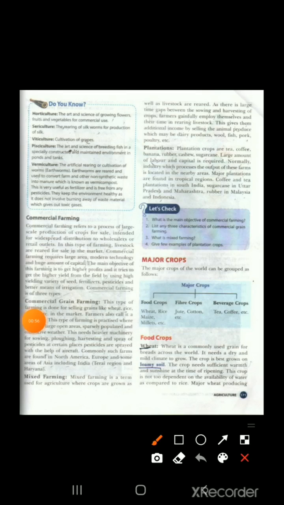Okay. Now what is a crop? A plant cultivated on a large scale is called a crop, and man has learned to grow a large number of crops since the time he started practicing agriculture. So the major crops of the world can be grouped as food crops, fiber crops and beverage crops.